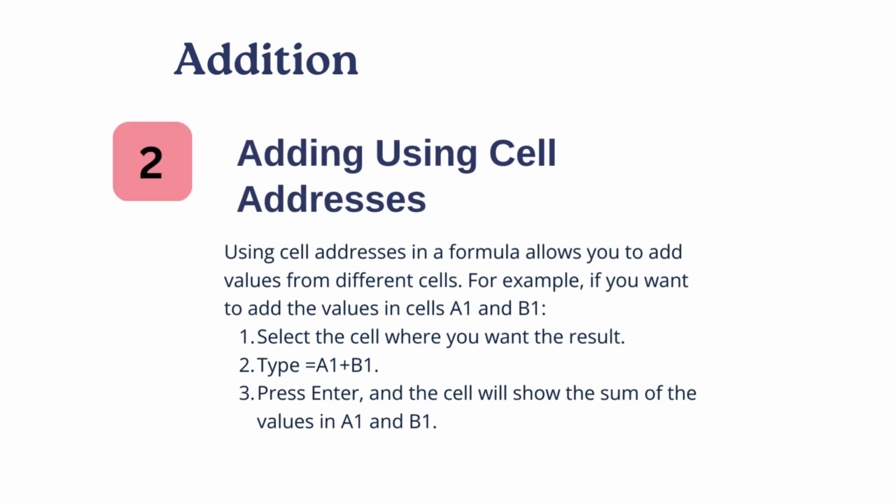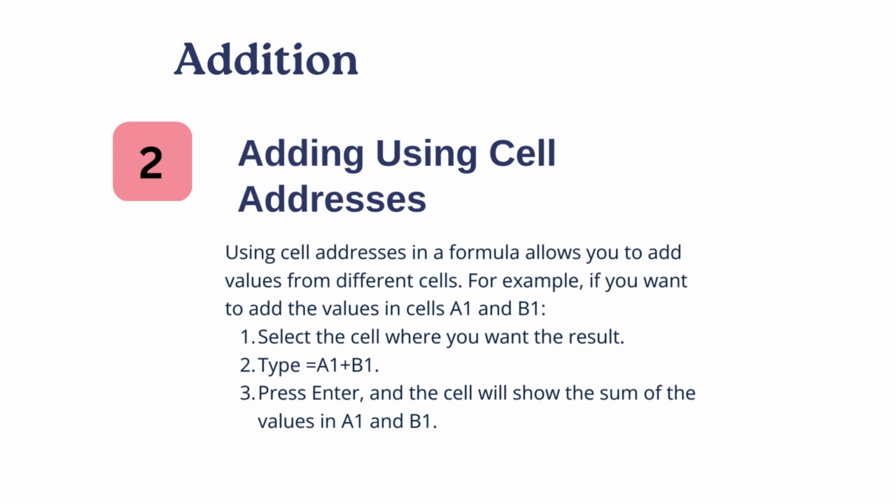Adding using cell addresses. Using cell addresses in a formula allows you to add values from different cells. For example, if you want to add the values in cells A1 and B1, select the cell where you want the result, type =A1+B1, press enter, and the cell will show the sum of the values in A1 and B1.